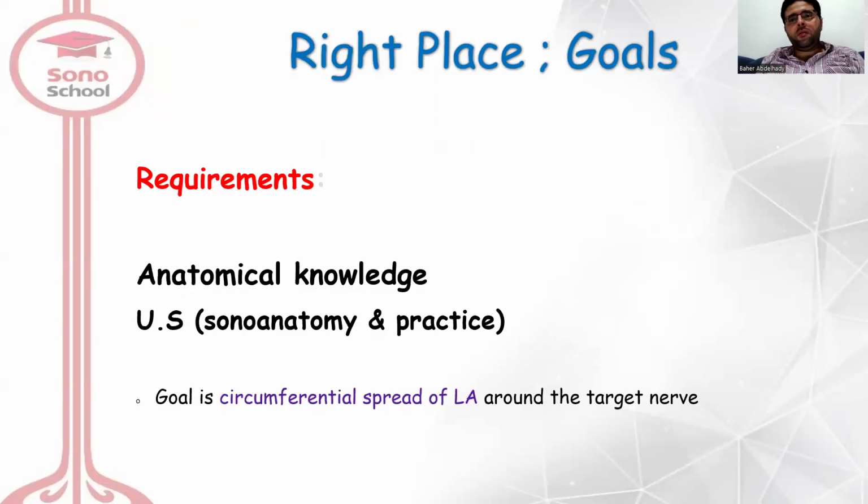Right place, or goals. Our goal is to allow circumferential spread of local anesthetic around the targeted nerve. The requirements to achieve this goal are good anatomical knowledge and practice of ultrasonography guided nerve block, and to know anatomy, how the nerves appear on ultrasound.